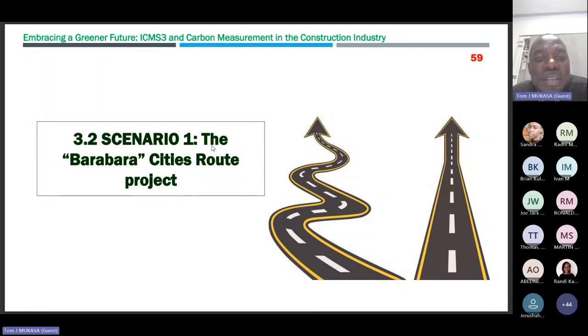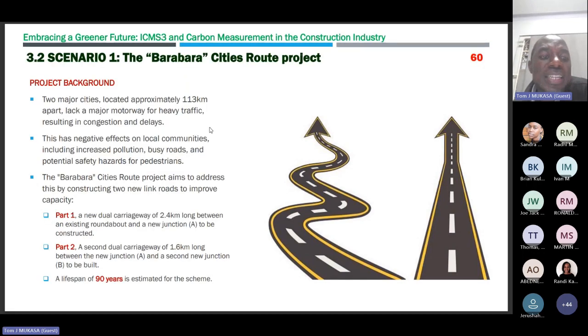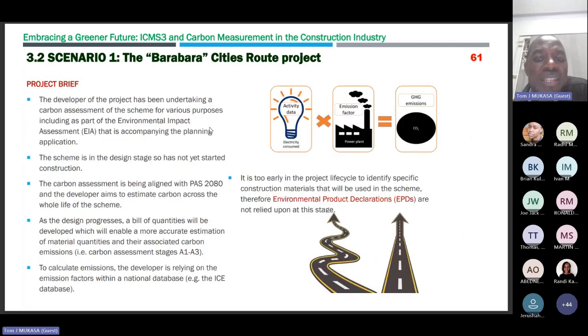So the first scenario is a road project. And there are two road projects. There are two sections of a road of about 4 kilometers. And the task is to compute the carbon emissions and present them in a format ideal for ICMS.